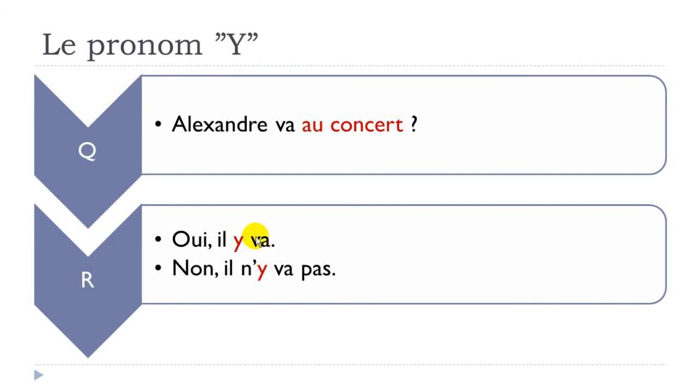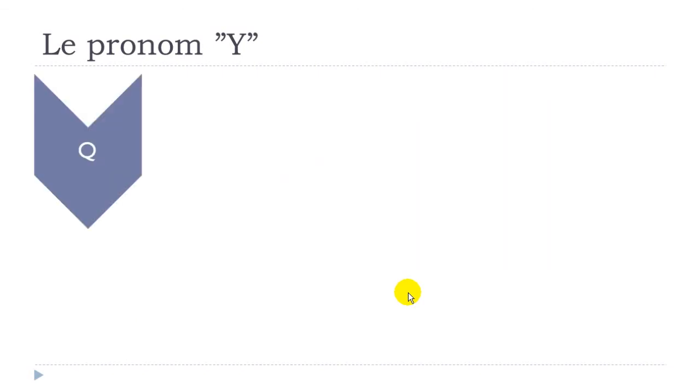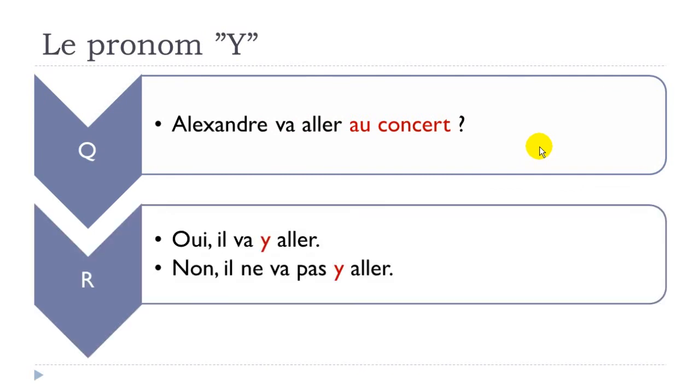Okay, so before your verb, and then here, when you get the negative form, your ne is coming before the pronoun, and then your pas is coming after your verb. Okay? When you get two verbs now. Alexandre va aller au concert? So it looks a bit strange, sorry about that, he's going to go at the concert. I know, I know, but it's just to show you how it works, and I don't want to change the sentence, okay? So, oui, il va y aller.